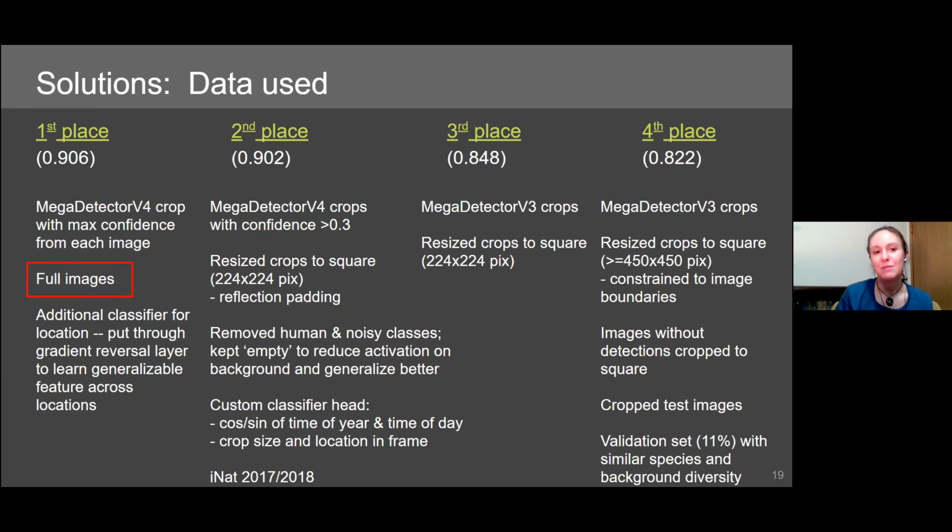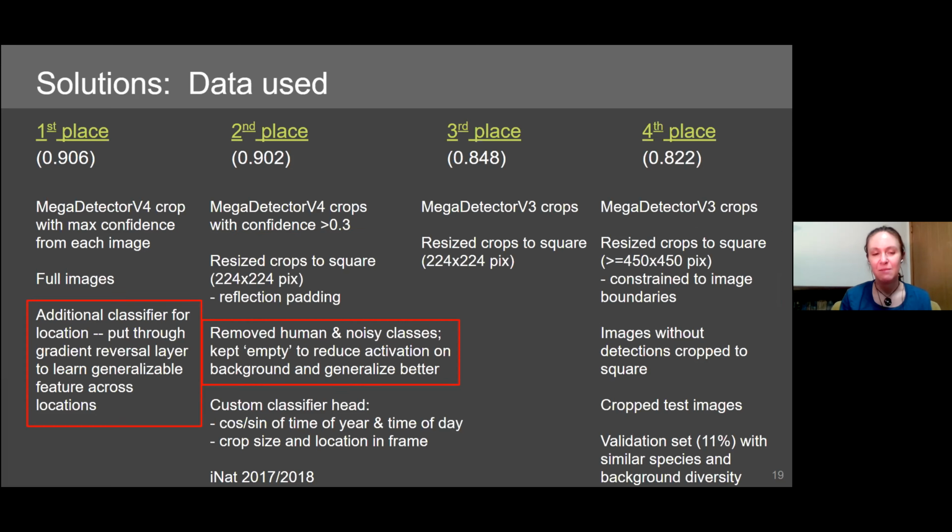The first place team was the only one to use the full images in addition to the crops from Megadetector. So they trained their models on both, on the crops and the full original camera trap images. The first and second place teams had these strategies to increase the generalization of their models because they knew that the test set was going to be from different locations.